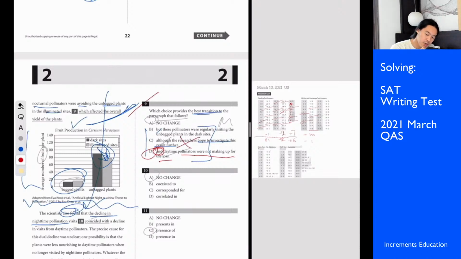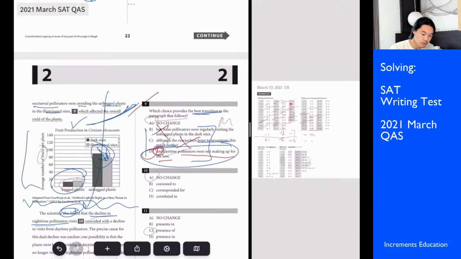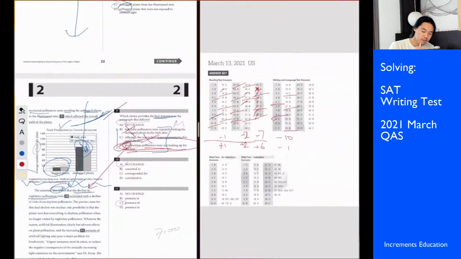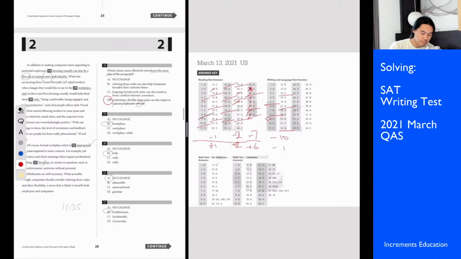I was distracted by this, so I eliminated this. And I was distracted by, I just eliminated this. But for some reason, I just didn't read. Oops. Hang on. I just didn't read this. I had to read this. I just skipped it for some reason. And daytime pollinators were not making up for the loss. In fact, it coincided with a loss in daytime pollinators. The daytime pollinators didn't help out. So yeah, that was me rushing. Bad mistake on my part. Moving on.